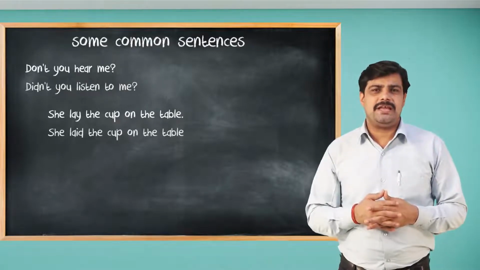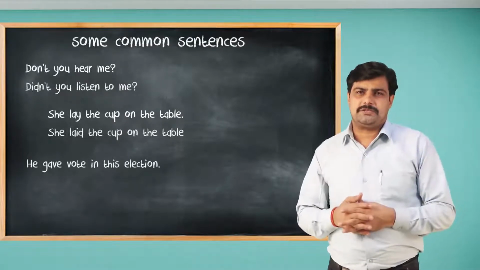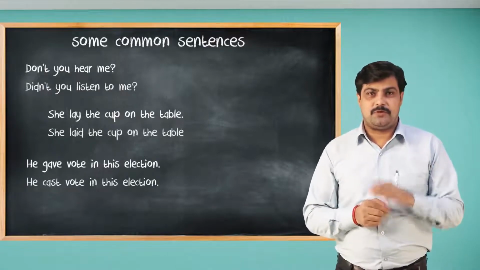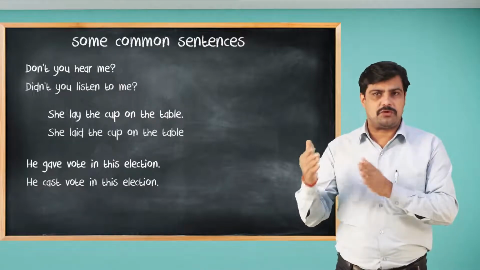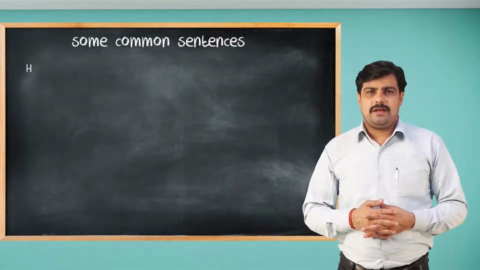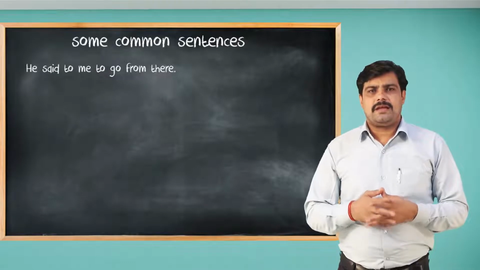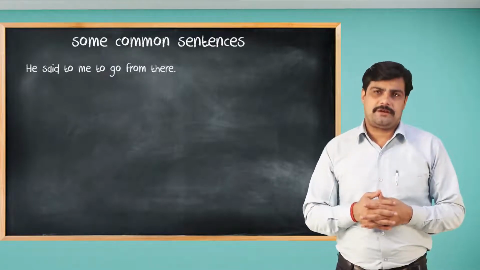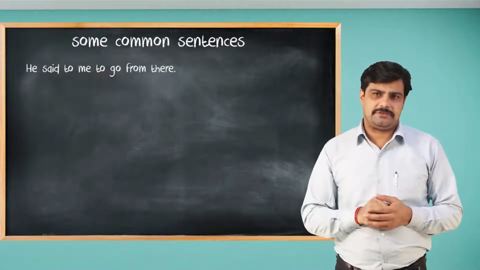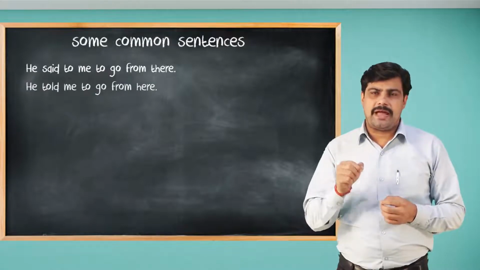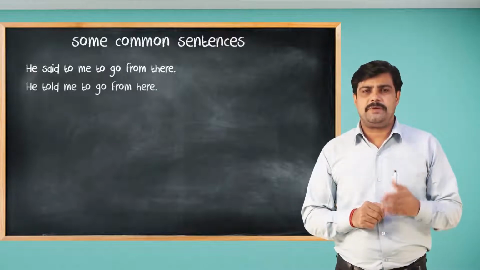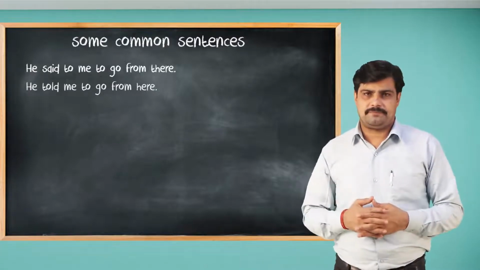In another sentence, you see, "He gave vote in the election." Now for vote, we use cast, not gave. We never give a vote, we cast a vote. So say this sentence as, "He cast vote in the election." Now let's take another sentence. "He said to me to go from here." In this sentence, you see the sentence is in indirect speech. So the sentence should have "told" in place of "said to". So the sentence should be, "He told me to go from here."